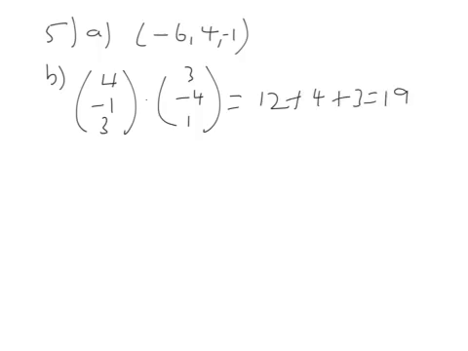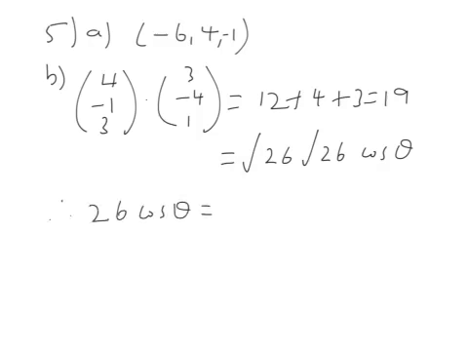The harder way of doing it is to do the square root of 4 squared plus 1 squared plus 3 squared, and then 3 squared plus 4 squared plus 1 squared, cos theta. So root 26 times root 26 is 26, so therefore 26 cos theta equals 19, therefore cos theta equals 19 over 26. The question says find the value of cos theta, not theta. You don't need to work out what theta is, it's just what cos theta is.